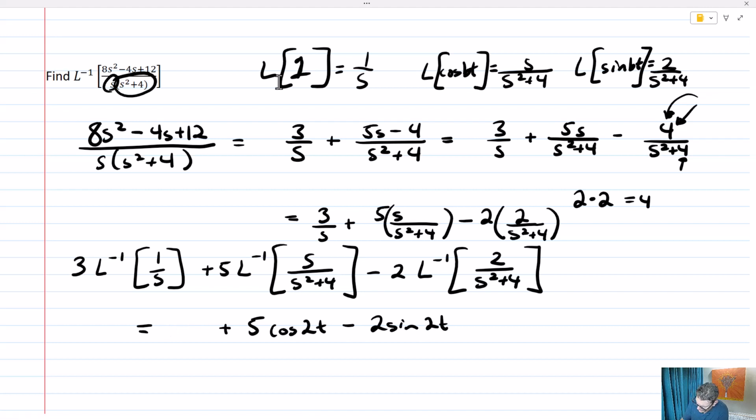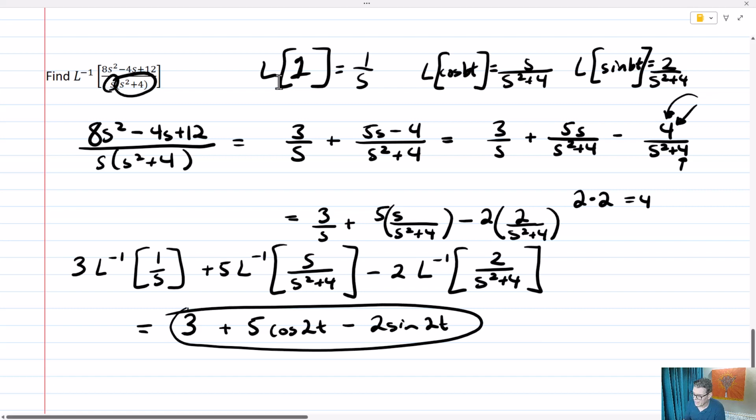Or we could just rewrite this as a 3. And there we are. Now what we've done is we found the inverse Laplace transform. We found the original function that we got at the beginning.